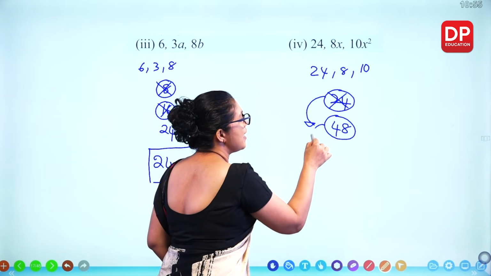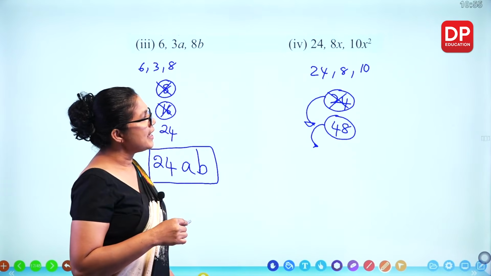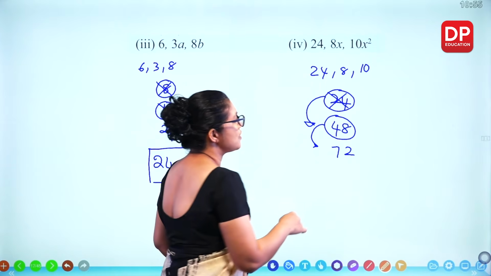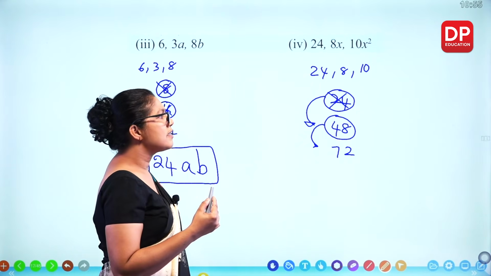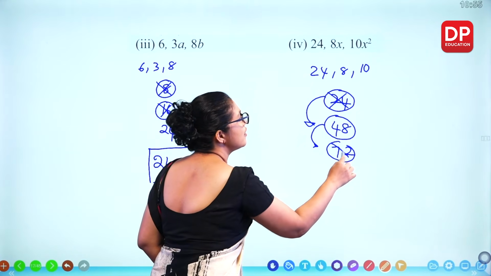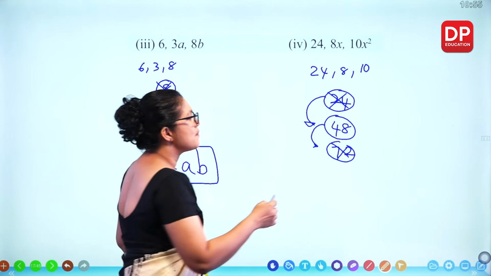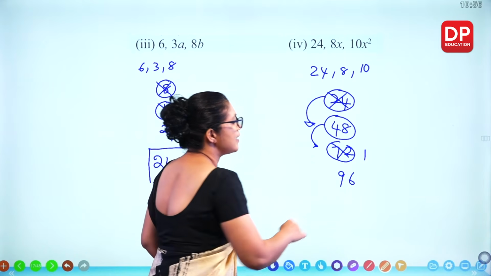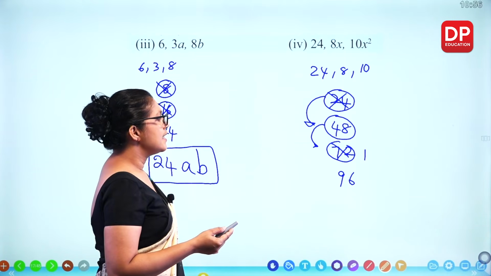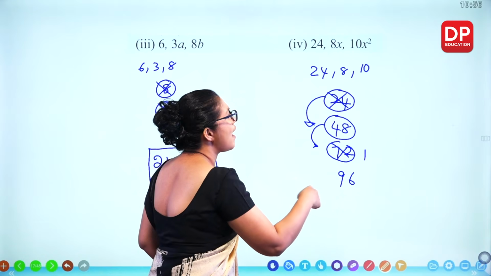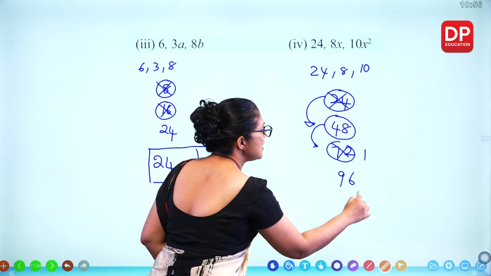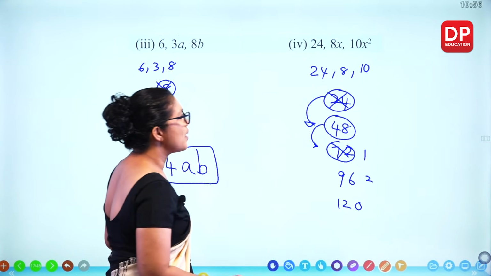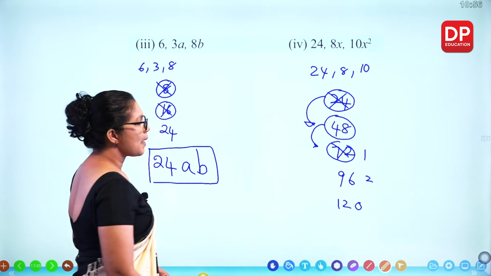Multiply by 3, you get 72. Again, 72 is not divisible by 10. You have to ignore. Multiply by 4. 4 times 4, 16, 1 remaining. 4 times 2, 8, 8 plus 1, 9. 96 also not divisible by this. So when you multiply by 5, what happens? 5 times 4, 20, 2 remaining. 5 times 2, 10 plus 2, 12. 120 is the multiple that you are getting.